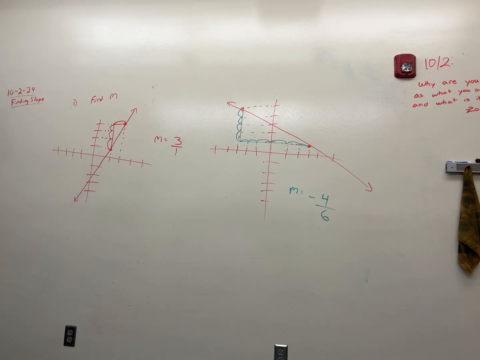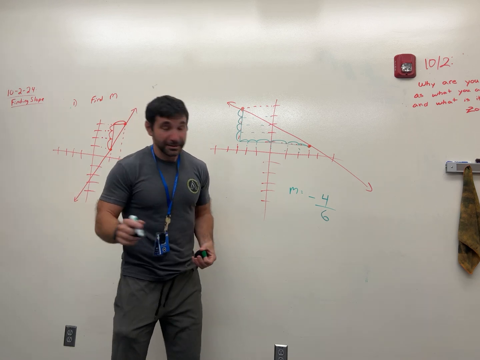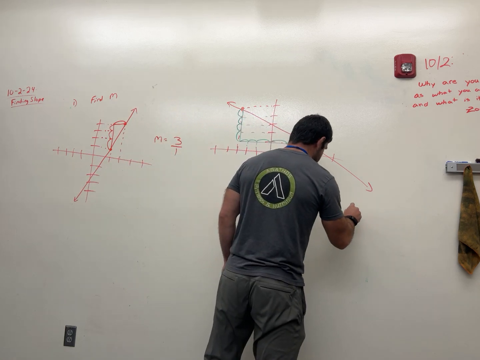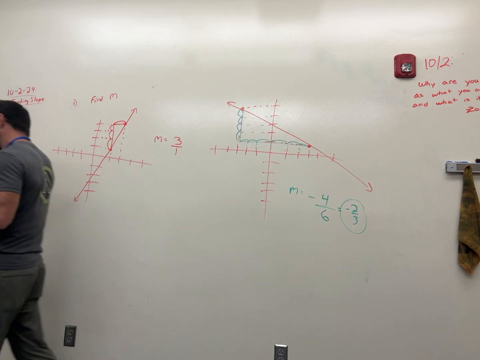Because if you have the fancy calculator that Patrick does, because Patrick listened and got it, we can do negative 4 divided by 6. We press enter, it gives me a fraction, math, enter, enter, and we get a simplified fraction of negative 2 over 3. There it is. There's my slope. Okay, that's one way.